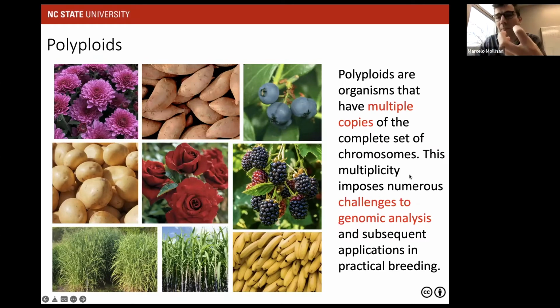But the thing is, these multiple copies impose a lot of challenges to genomic analysis, because instead of just having 2 alleles segregating, you have multiple alleles segregating. And of course, this affects the practical breeding.